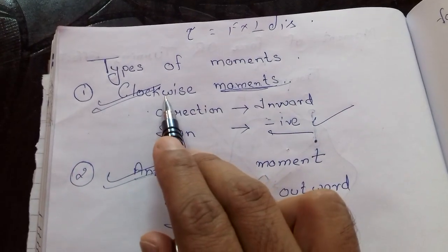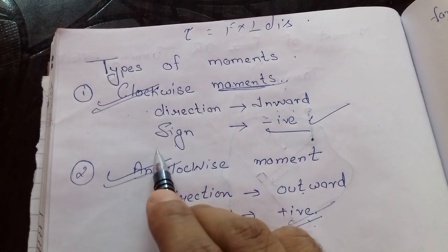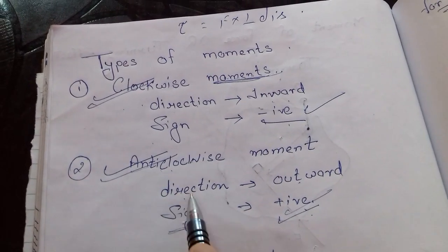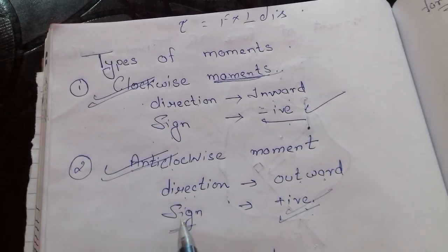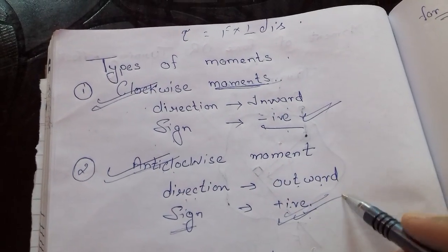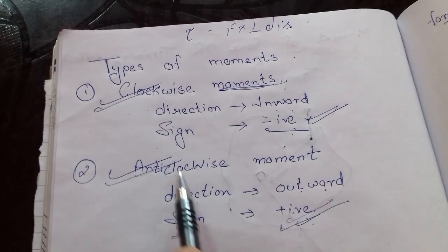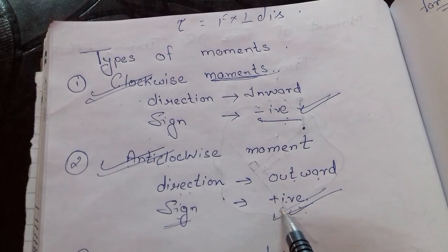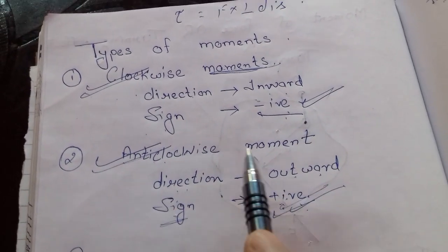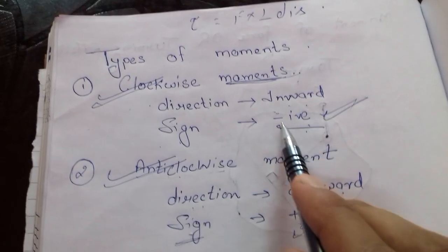If the direction of moment is clockwise, we will take the direction as inward and the sign as negative. For the anti-clockwise moment, the direction is outward and the sign we will consider as positive. These are the conventional signs. You have to remember that for clockwise it is negative, for anti-clockwise it is positive. आप लोग को लग रहा होगा थोड़ा सा एंटी क्लॉकवाइज है तो नेगेटिव होना चाहिए, नहीं. यहाँ पर आप लोग एंटी क्लॉकवाइज को पॉजिटिव साइन कंसीडर करेंगे और क्लॉकवाइज को नेगेटिव.